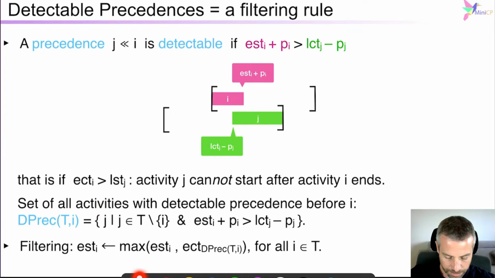All the activities J that must be scheduled before the activity I, because you have detected that it is impossible to schedule them after. And out of that set, you remove, by definition, the activity I itself, because it might be the case that this is included. And then the filtering rule, once you have this set available, is that the earliest start time of the activity I cannot be earlier than the earliest completion time of this detectable precedence set. And you can do that for all the activities I in your resource.